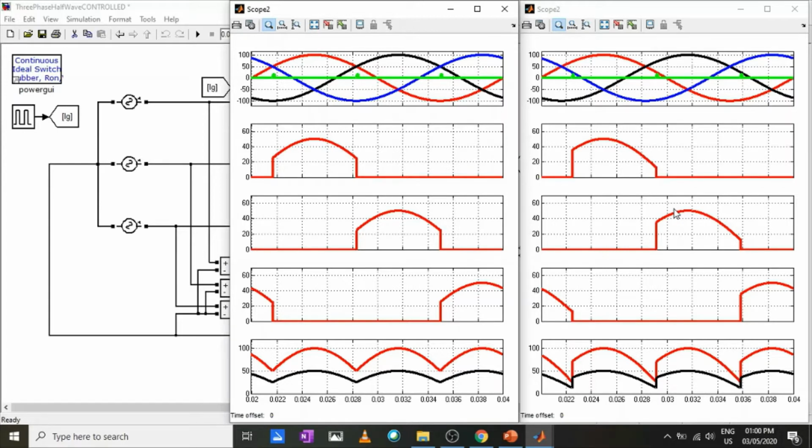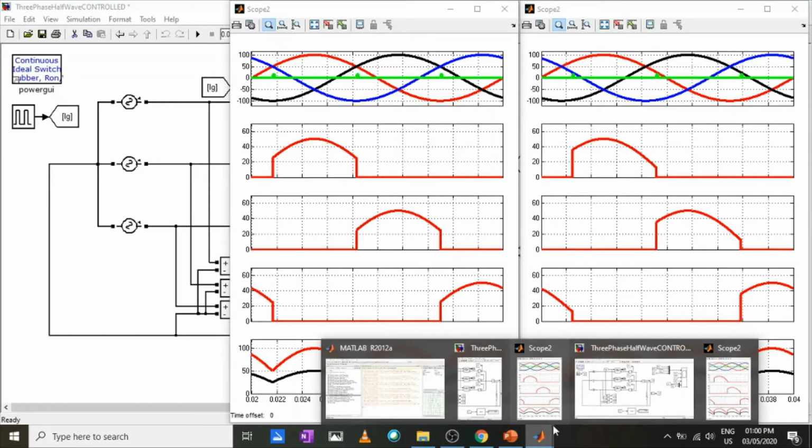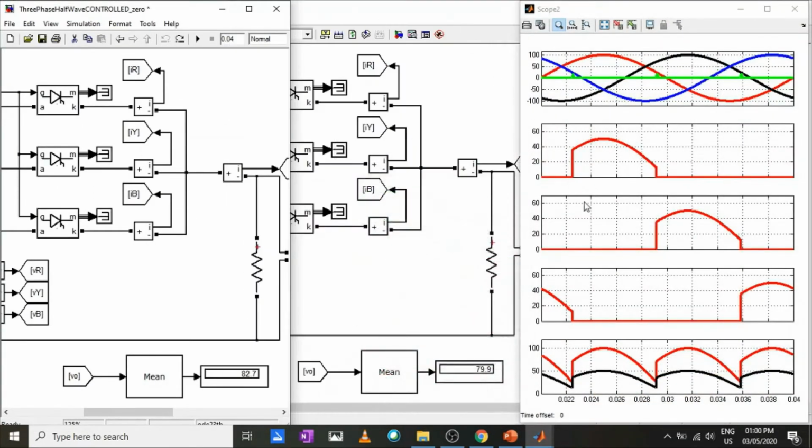Other than that, regarding the output voltage and current waveforms, we can see in both scopes that the waveforms are continuous. However, due to the wave shape of the output voltage and current waveform, we can see that the average output voltage of the rectifier with alpha equal to 15 degrees is lower than the rectifier with alpha equal to 0 degree. We will discuss the relationship between the average output voltage and the firing angle when we analyze the waveform using a mathematical approach.